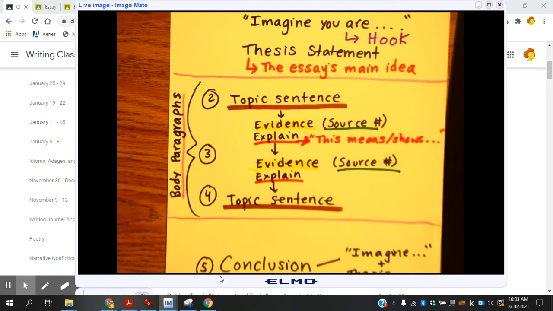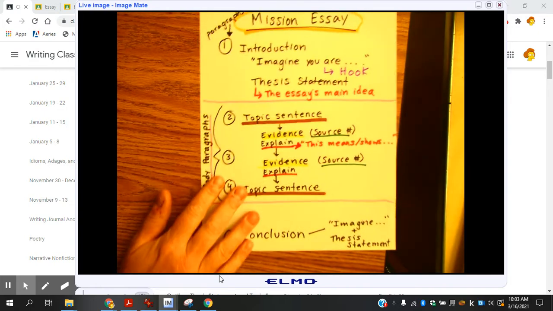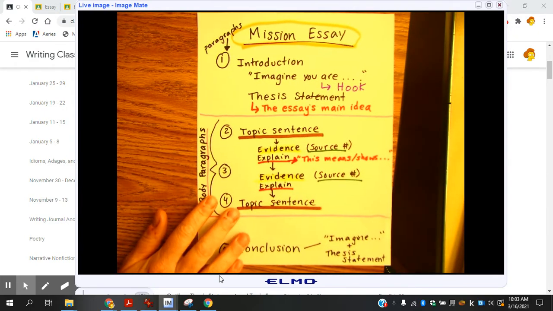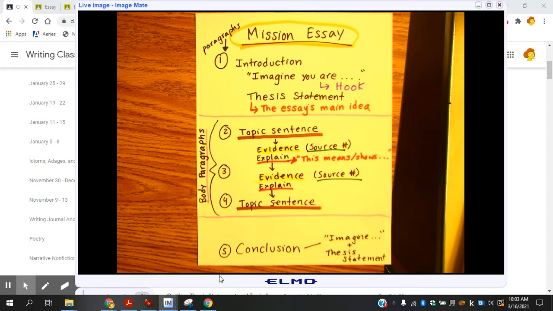There's a photo posted with this video of this document here, just going through again the overall organization of our 5-paragraph mission essay, okay? We've got basically 3 pieces here. We've got an intro, a conclusion, and then again, the body paragraphs where all the evidence lives.